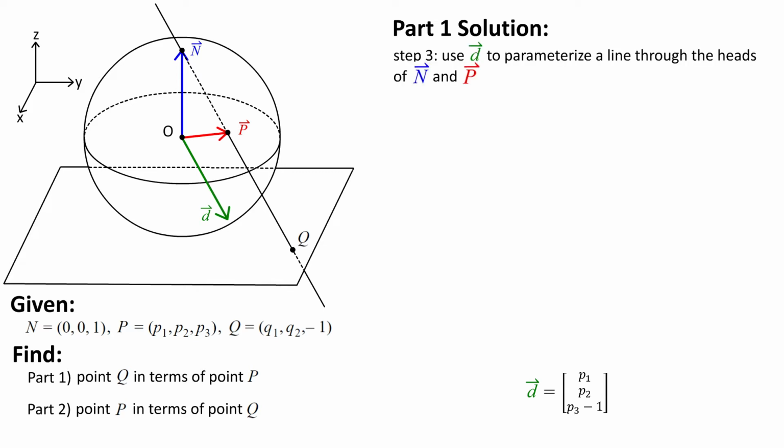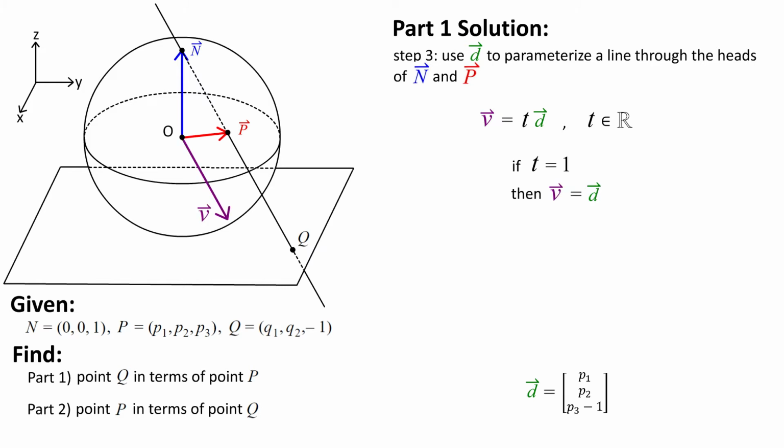This brings us to step 3, which is to use vector d to parameterize a line through the heads of vectors n and p. Let's start off basic by setting some vector in R3, call it v, equal to t times our direction vector, where t can be any element of the real numbers. Visually speaking, what vector v does is that it takes our direction vector d and then stretches it out by a factor of t. In other words, t behaves as a scalar multiple.